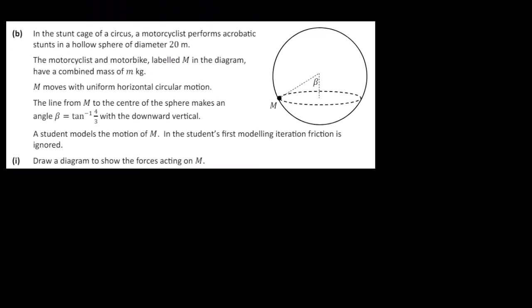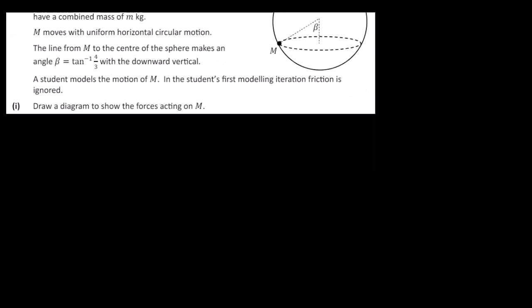So this is B part 1. In the stunt cage of a circus, a motorcyclist performs acrobatic stunts in a hollow sphere of diameter 20 meters. The motorcyclist and motorbike labelled M in the diagram have a combined mass of m kilograms. M moves with uniform horizontal circular motion. The line from M to the centre of the sphere makes an angle beta, which is tan inverse 4 over 3 with the downward vertical. A student models the motion of M. In the student's first modelling iteration, friction is ignored. Draw a diagram to show the forces acting on M.